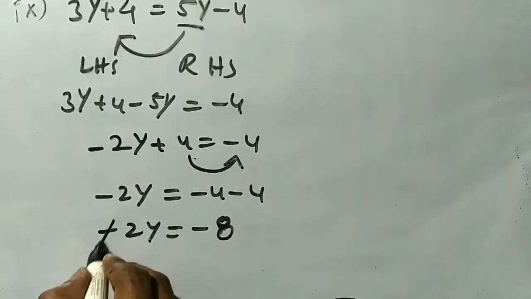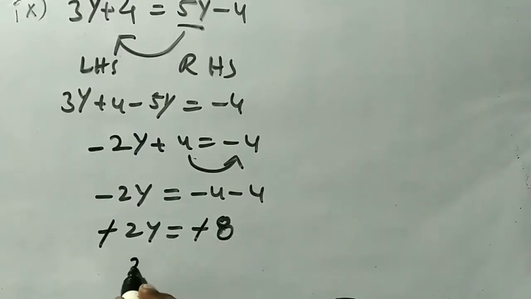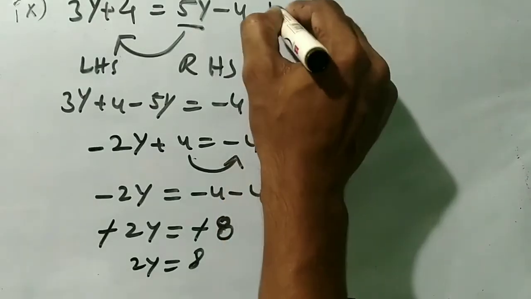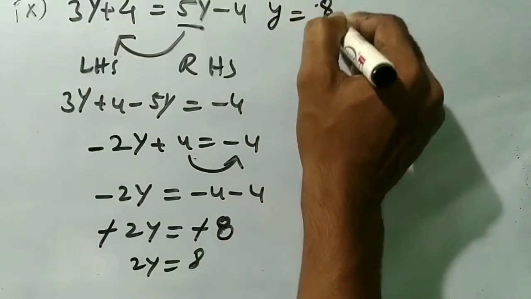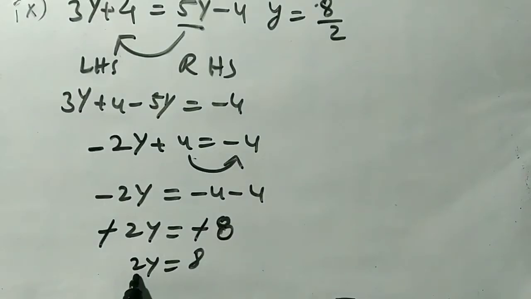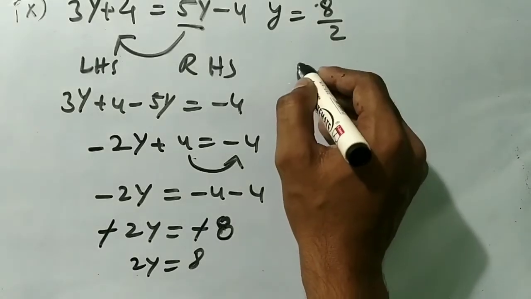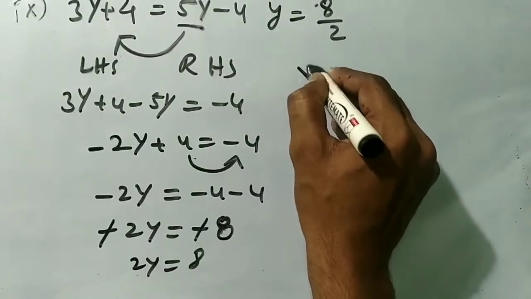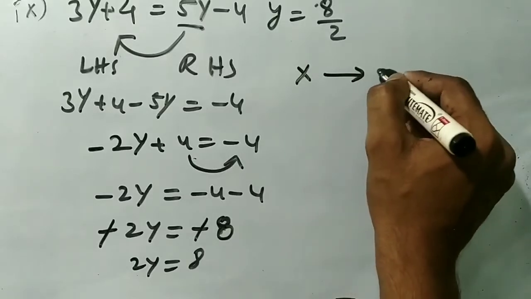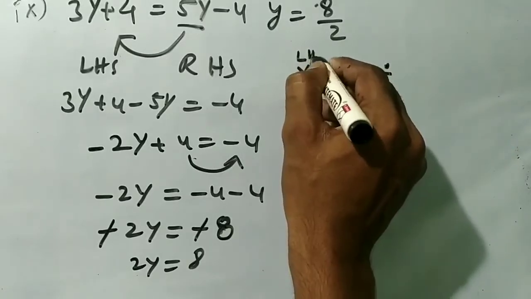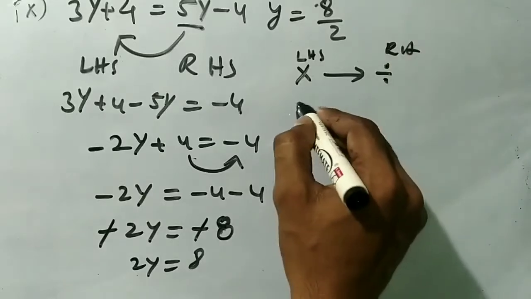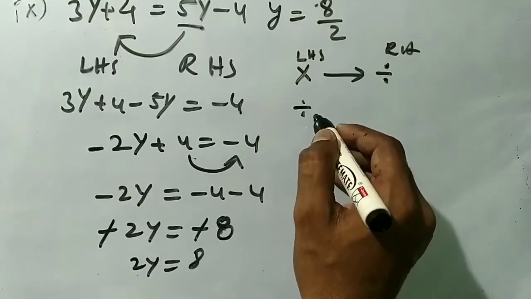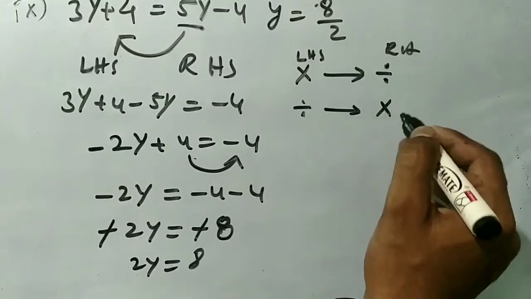So this minus and this minus get cancelled. So 2y is equal to 8. Then y is equal to 8 by 2. Because here 2 is multiplying with y, when it goes to LHS, it becomes division. We have already read in the previous topic that multiplication becomes division when it goes from LHS to RHS, and division on LHS becomes multiplication on RHS.